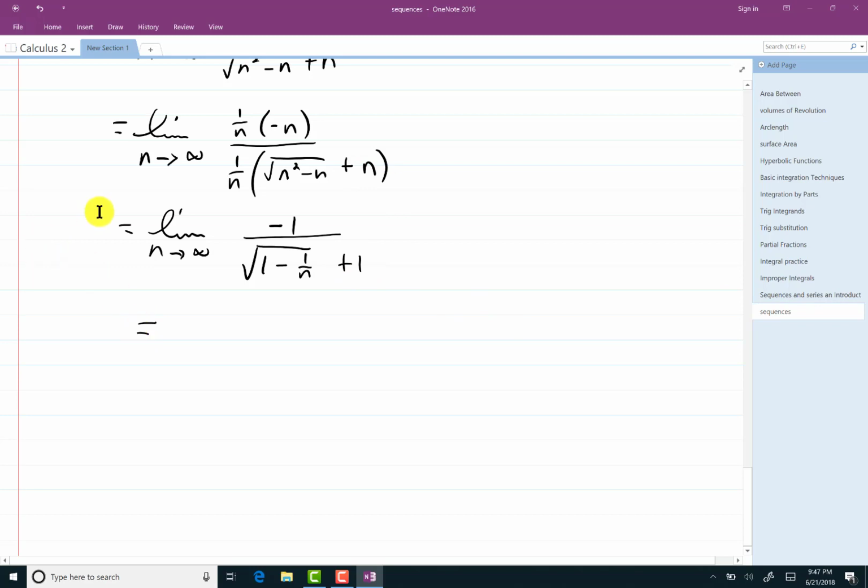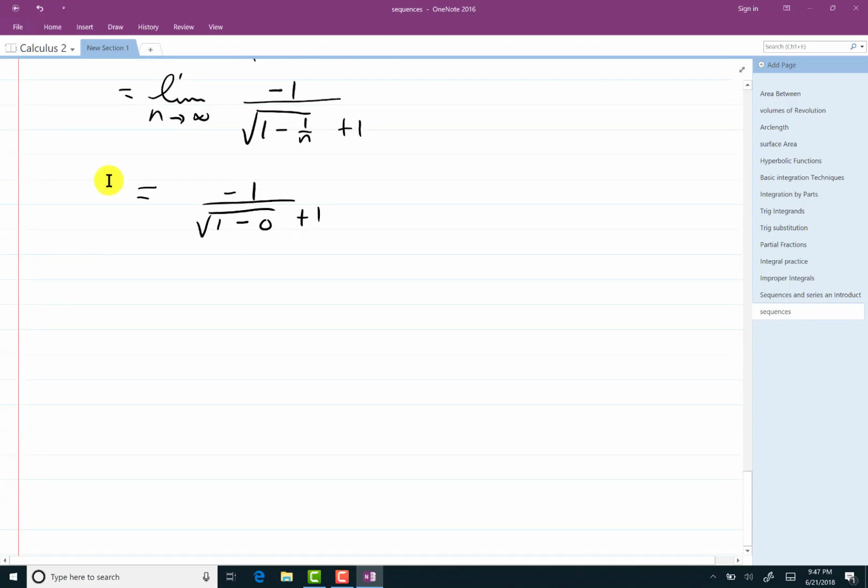And now I'm ready to take the limits of the top and the bottom and let n go to infinity. The only thing that's going to affect is this guy right here. The 1 over n will become 0 plus 1. And so it looks like I have -1 over 2. -1 half.